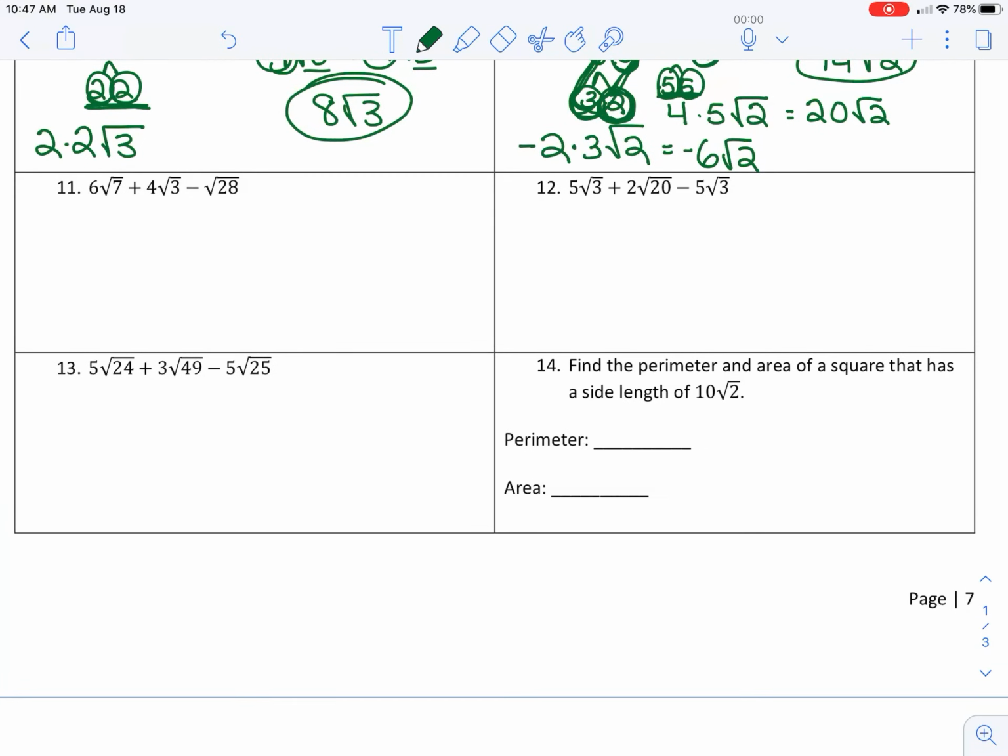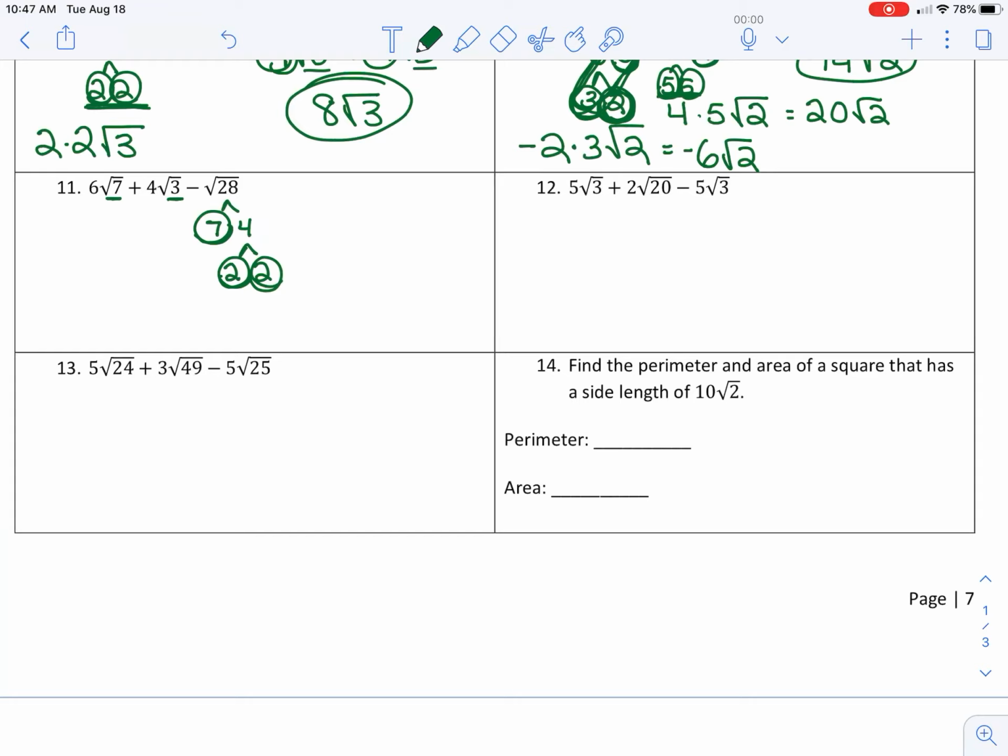All right, moving on. So for number 11, if you look at this one, oh man, we have 3 radicals now that we have to simplify. Looks like a lot of work, but it's actually not. Because 6 root 7, if you look at the 7, that's prime. It's already simplified. 4 root 3 is already simplified. But 28 is not. So let's go ahead and break that down because that is not a prime number. So I'm going to say 7 times 4. 7 is prime, and then I can break down 4 to 2 and 2.